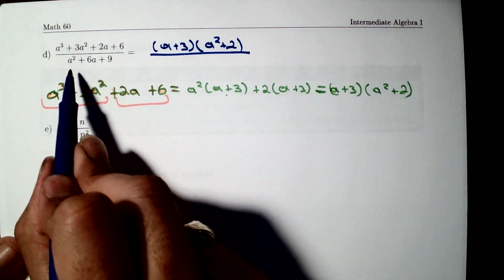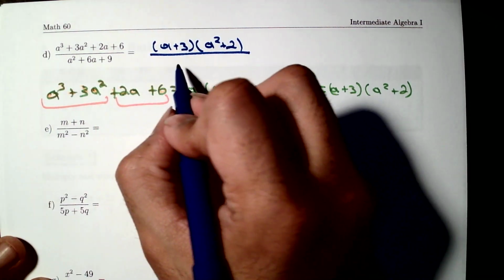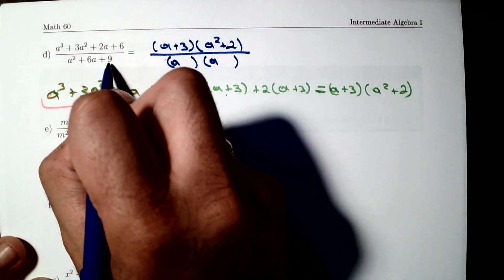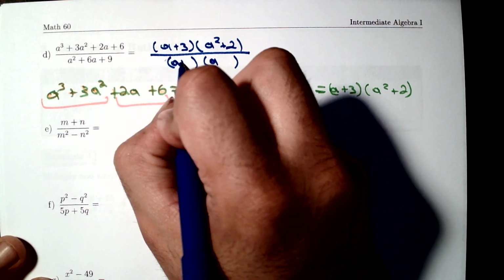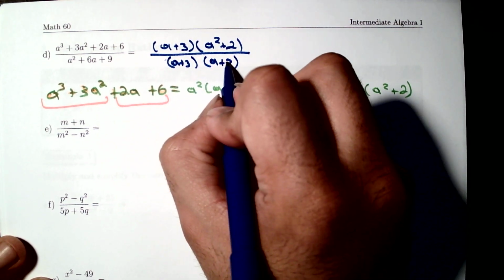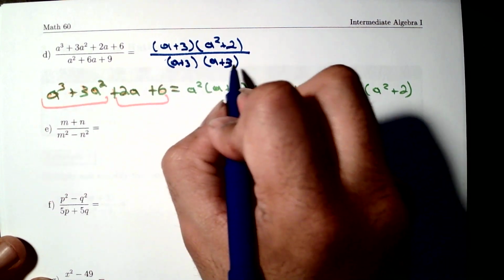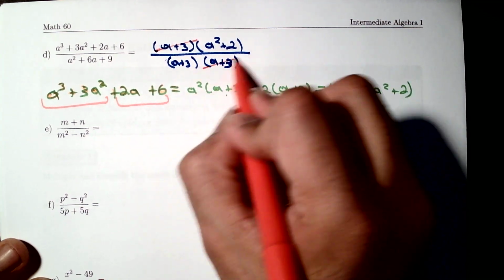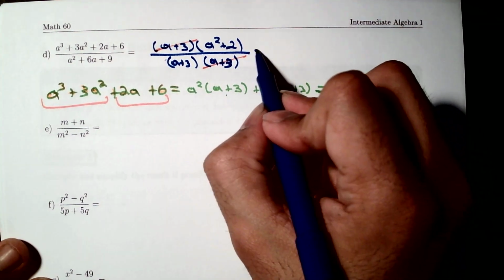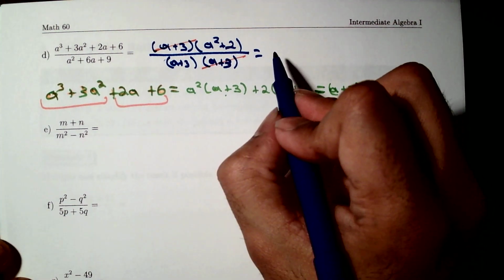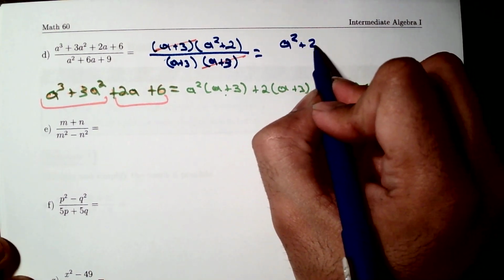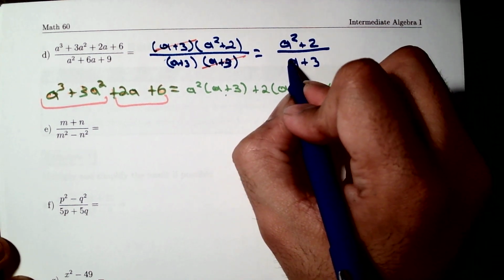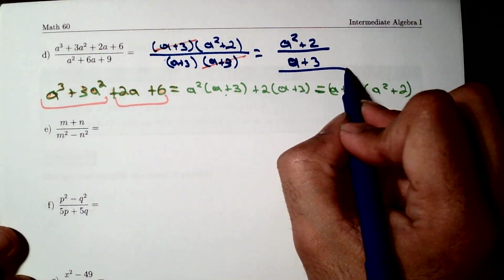And then divide by the factoring of this trinomial, and in this case, the double bubble method works. Factors of 9 that add up to 6: plus 3 and plus 3, because 3 plus 3 equals 6 and 3 times 3 equals 9. Divide out, and then we're left with a squared plus 2 over a plus 3. Alright, this is the final answer.